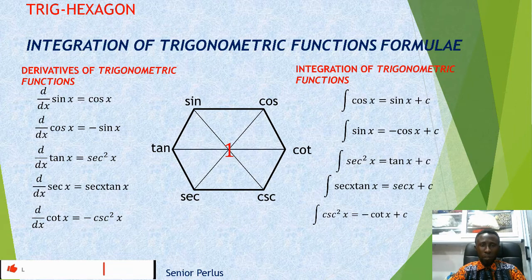Then derivative of cosec s is negative cosec s cot s. Note 1 is here, there's a combination of note 1 and note 2. The reverse is integral of cosec s cot s is negative cosec s plus c.